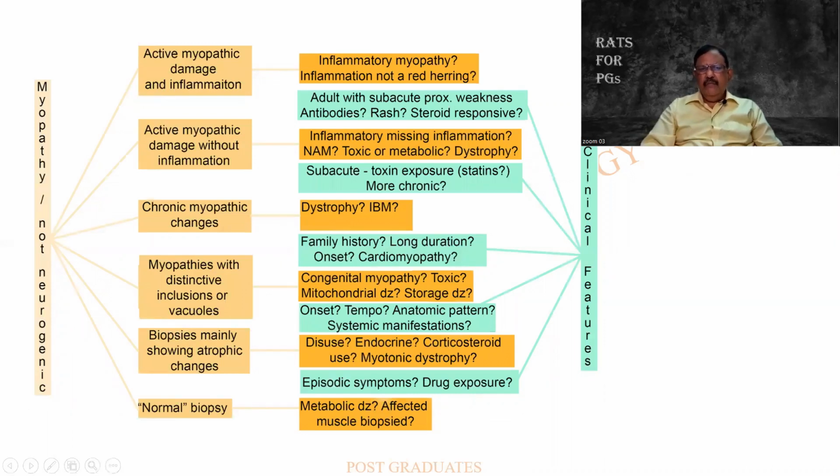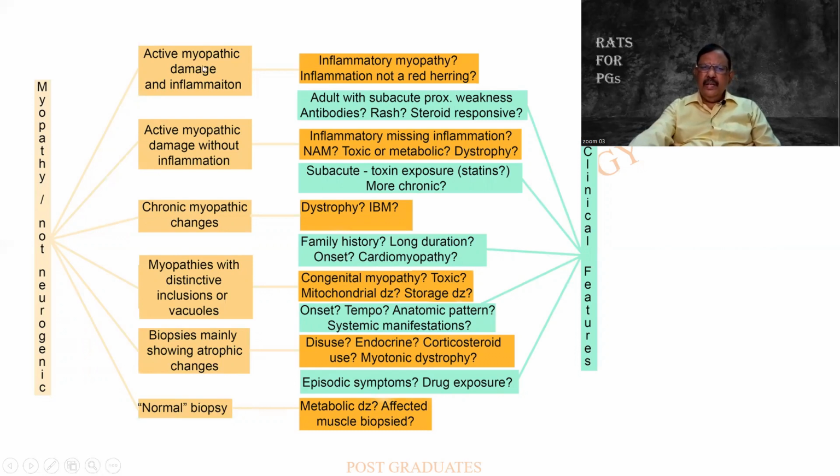And this again will be of great importance. The topic is a little complex and dry, but let us try to follow this one. Whether the patient is having a myopathy or a neurogenic disorder, that has to be confirmed. Once it is a myopathic one, these things will have to be followed. Is it a myopathy with inflammation or without inflammation? Is it acute or is it chronic? Or when I do a biopsy, am I going to see any kind of inclusions? And are there only atrophic changes? Or is the biopsy going to show me a normal muscle? This is the biopsy part of it.